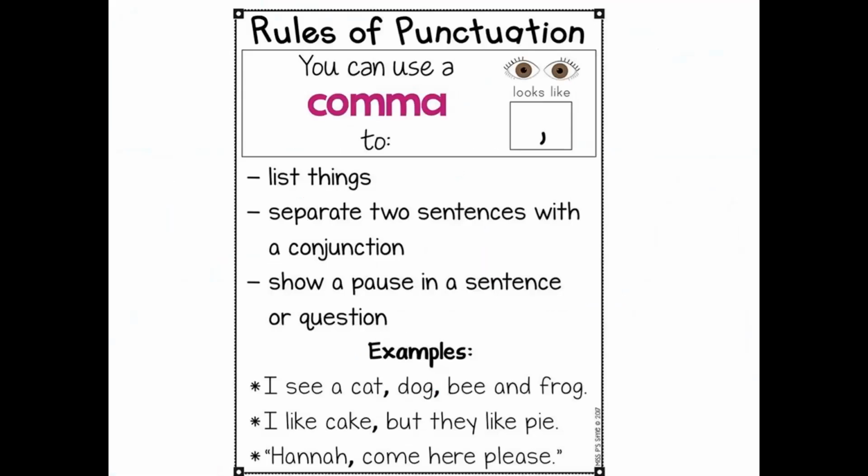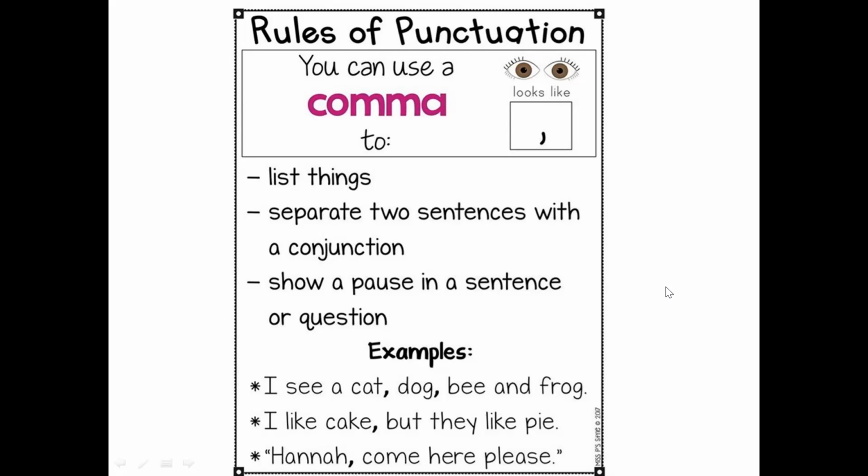Okay. Leo, can you continue? Yes, part 3. We're going to learn how we can use the comma. You can use the comma to list things, separate two sentences with a conjunction, or show a pause in a sentence or question. Can you read the examples? Yes. I see a cat, dog, bee, and frog. I like cake, but they like pie. Hannah, come here, please.